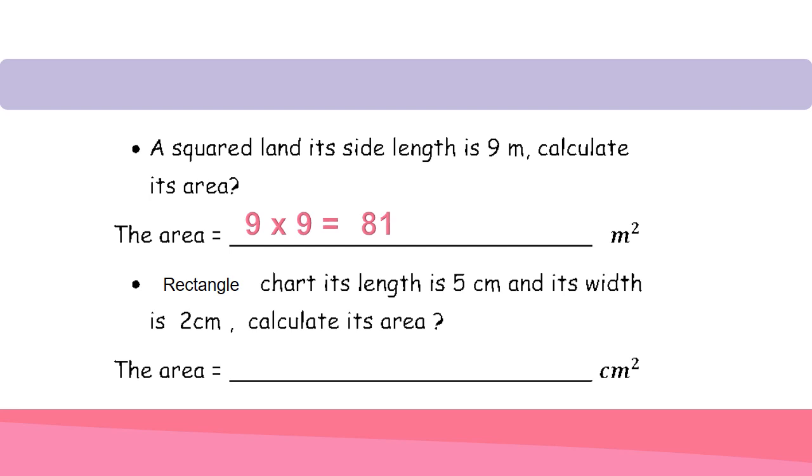A rectangle chart, its length is 5 centimeters and its width is 2 centimeters. Calculate the area. Here I have a rectangle. The area of a rectangle equals what? Length by width. Excellent. So the length here is 5 and the width is 2. 5 by 2 equals 10. So the area of this rectangle chart is 10 centimeters squared. Do you got it, Primary 3? Excellent.